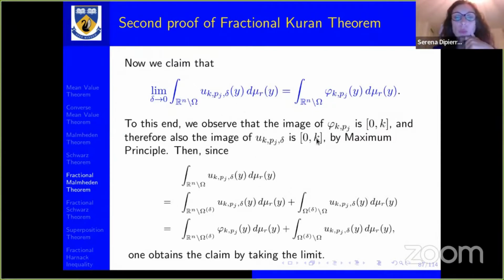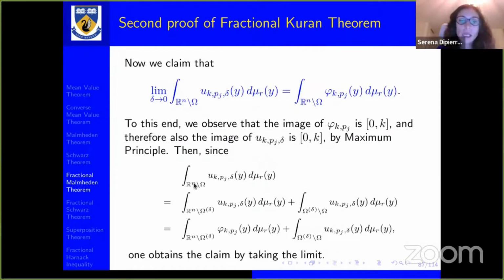So to this end, we observe that the image of phi KPJ is in 0k. Remember, the original var phi was in 0,1, and here I'm just rescaling. So this is in 0k. And by maximum principle, because this is the bounded exterior datum related to my function, also this one is in 0k. So I can essentially do dominated convergence and pass to the limit.